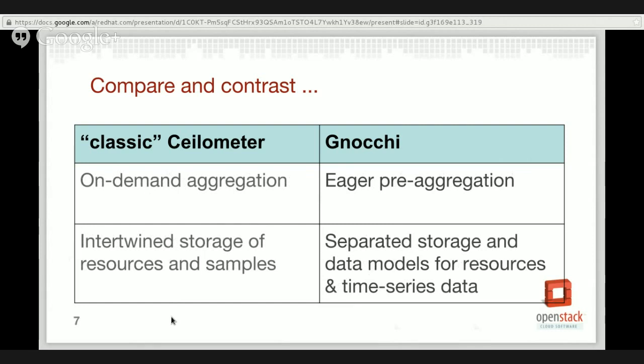Classic Ceilometer, in terms of aggregation, the approach that it takes is completely on the fly. As the data is ingested, it's stored in full resolution. And that's the only format we ever store in Classic Ceilometer. So it's either present in full resolution or else it's expired and it's discarded.